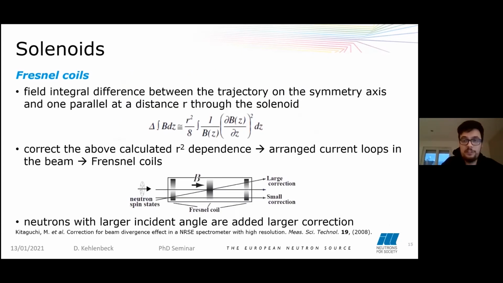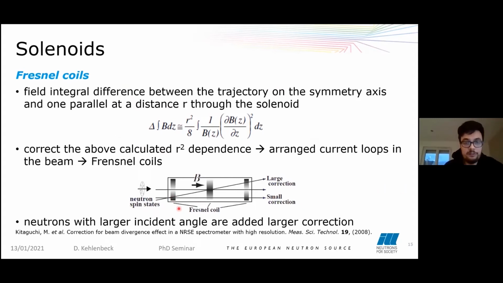To correct these unavoidable inhomogeneities due to the finite beam size, Fresnel coils were used. The field integral difference between the trajectory on the symmetry axis and one parallel at the distance r through the solenoid is given by this equation. Here you can see that the field integral difference is dependent on the distance r, or r squared. And to correct this r squared dependence, we arrange current loops in the beam, and they are called Fresnel coils.